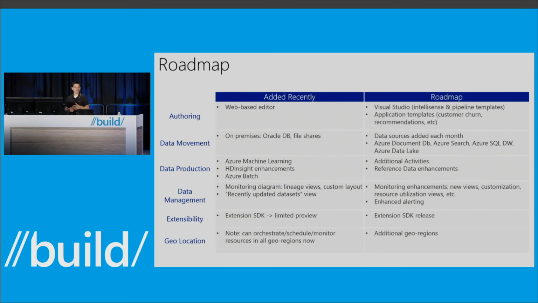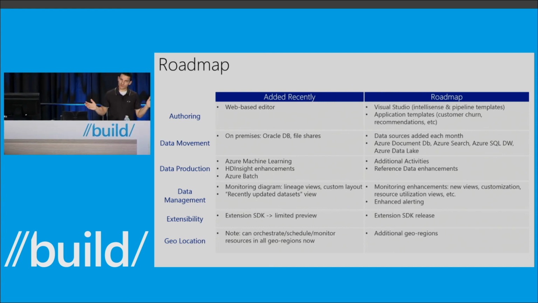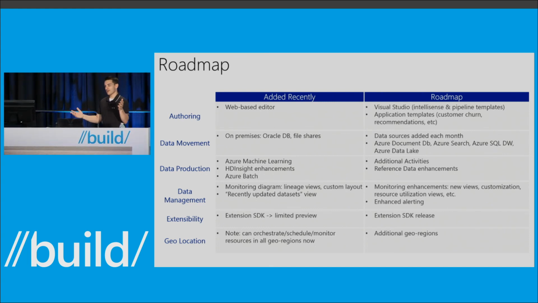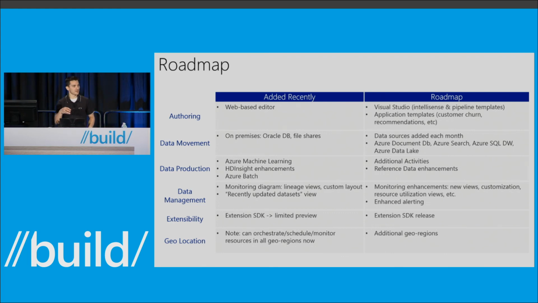And then lastly, geolocation. Today, you can create a Data Factory in one of the Azure regions. From that region, you can orchestrate things across all of the rest. And so you can create a pipeline that works across all the regions today. You'll see the orchestrator of Data Factory be available in other regions in the coming months as well.